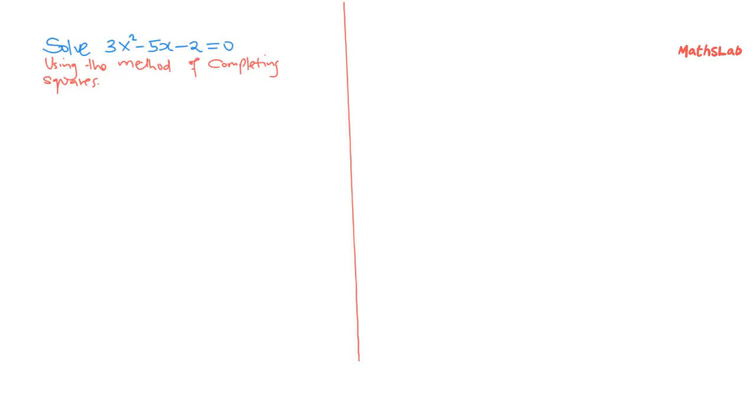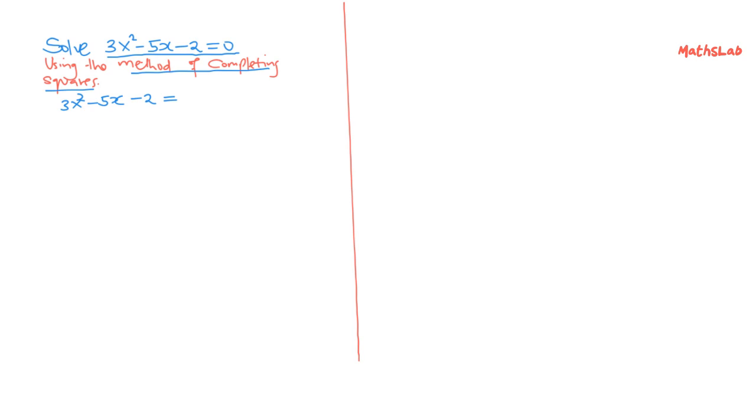Welcome to Maths Lab. Today we are going to attempt to solve this equation here, 3x squared minus 5x minus 2 equals 0, using the method of completing squares. So I want to write that equation down here: 3x squared minus 5x minus 2 is equal to 0.